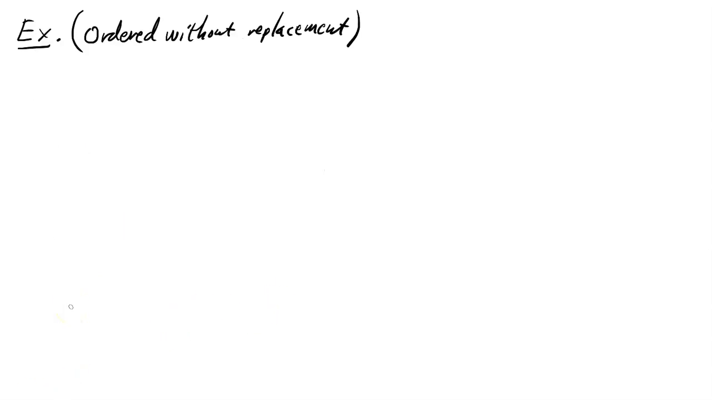Then the next example will be ordered without replacement. Okay, so let's take an example here. How many different words can you write of 7 letters? So let's take A, B, C, D, E, F, and G. So you have 7 letters. And how many different words can we write by this? And by word, we don't mean a word having any meaning. We just mean ordered combinations of letters.